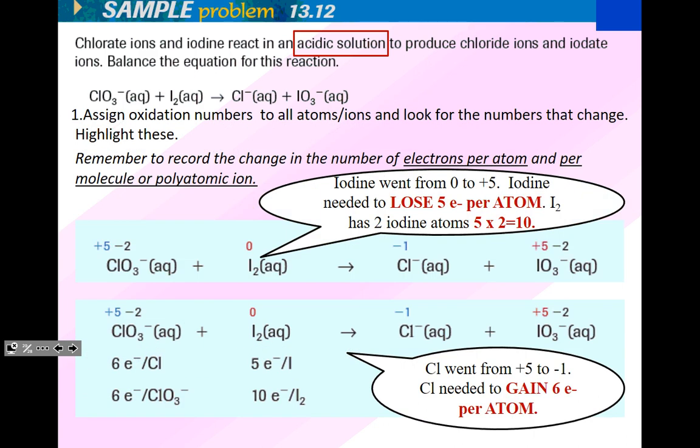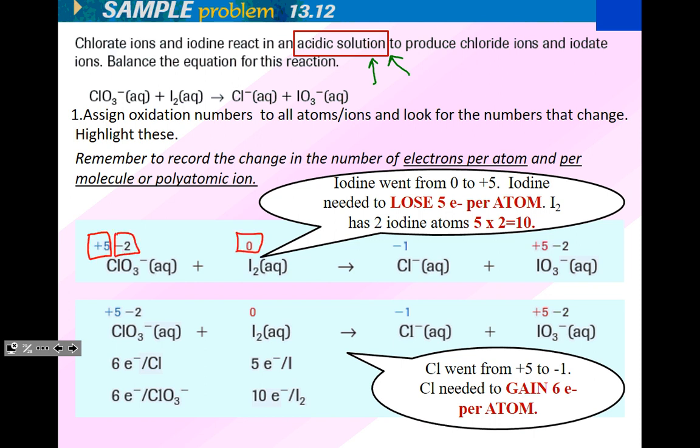Chloride ions and iodine react in an acidic solution to produce chloride ions and iodate ions. Balance the equation for this reaction. Okay. I've identified the fact that they've added this acidic solution. That may come back, maybe not. We'll see. Step number 1, assign oxidation numbers to all atoms or ions and look for the numbers that change, and we're going to highlight these. Remember to record the change in the number of electrons per atom and then per molecule of the polyatomic ion or compound.